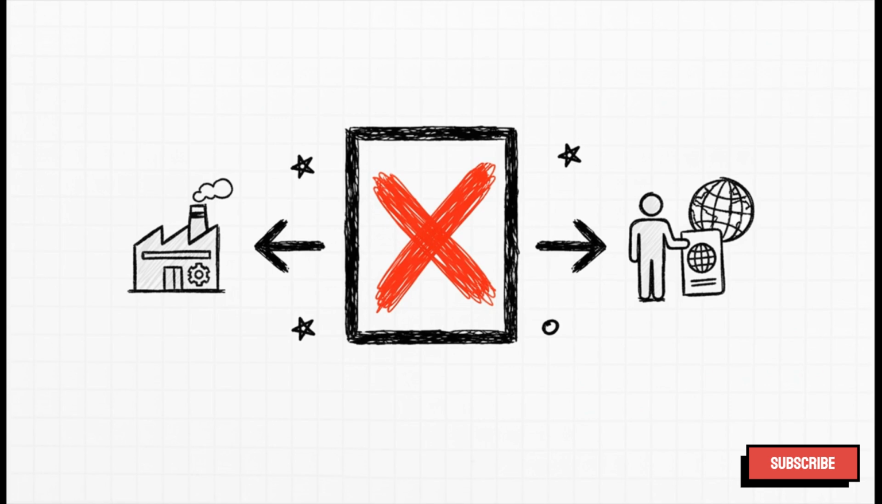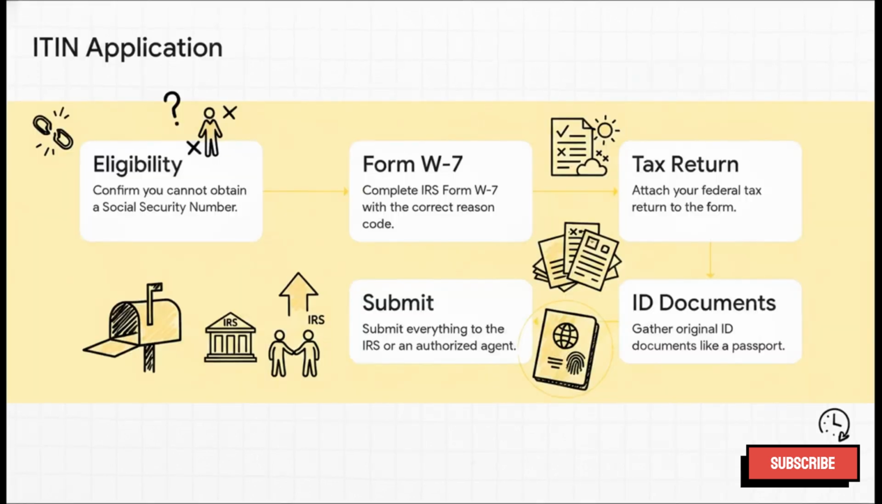But if you're a non-resident, a foreign national, or someone who has to file U.S. taxes but cannot get a Social Security number, well, then you need to apply for an ITIN. And you know what? The ITIN application process is actually incredibly straightforward if you just follow these 5 exact steps. Step 1. Double check that you definitely cannot get a Social Security number. An ITIN is only for folks who aren't eligible for an SSN.